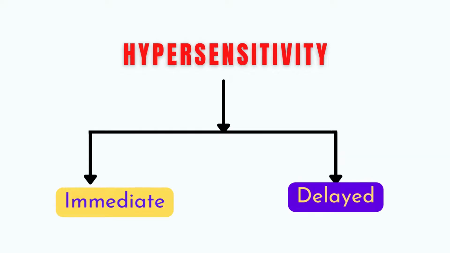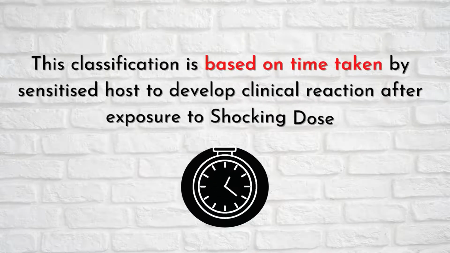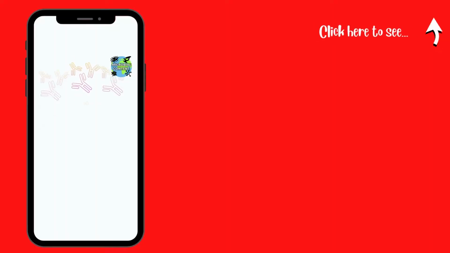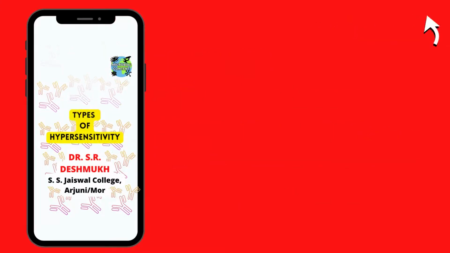As per the old classification, it is mainly classified as immediate type and delayed type of hypersensitivity reaction. This classification is based on the time taken by the sensitized host to develop the clinical reaction after exposure to the shocking dose. That's why they are classified as immediate and delayed. We have already differentiated these types in our previous video.